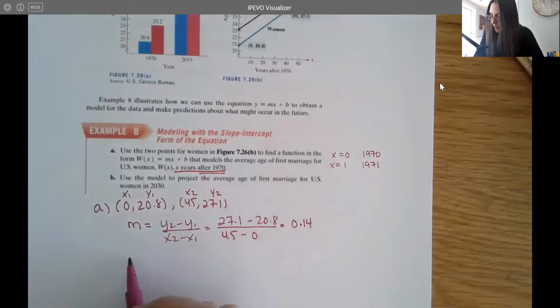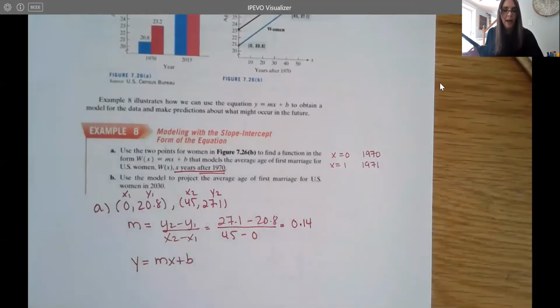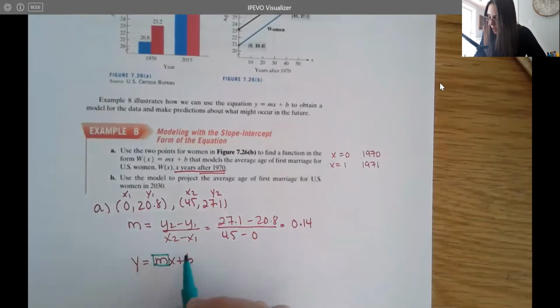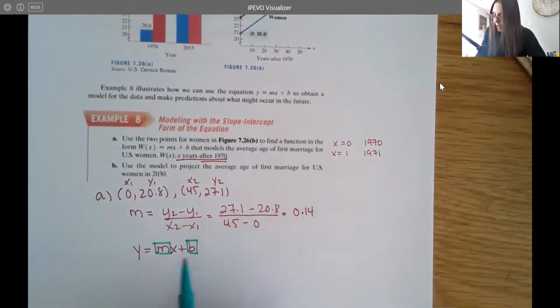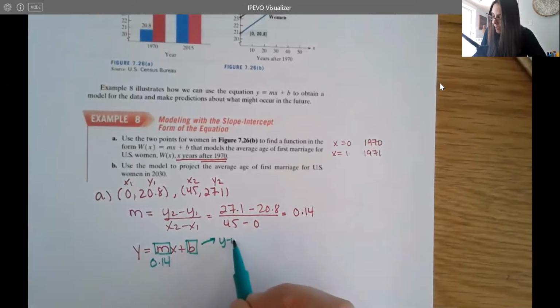And I'm going to come back to the W notation in a second, but when we write an equation of a line, we're trying to be in this form here, like this y equals mx plus b form, right? So in order to do that, you do need a slope and you do need a b value. So I do have my slope here, right? I found my slope was 0.14. So I need the b. And remember, your b is your y-intercept.